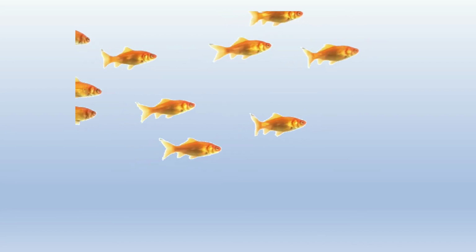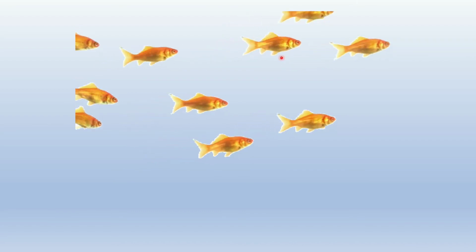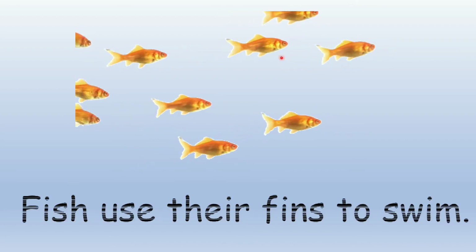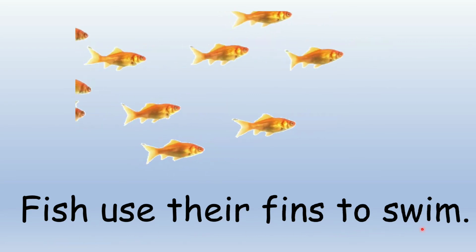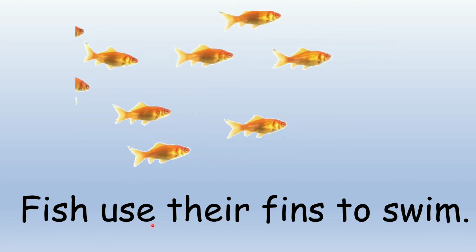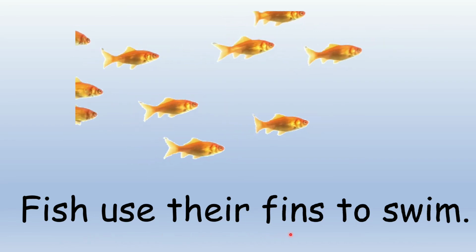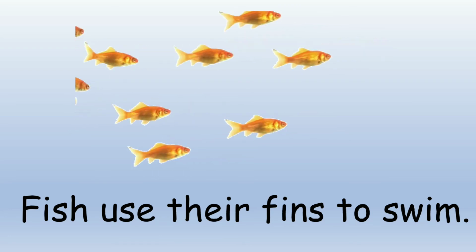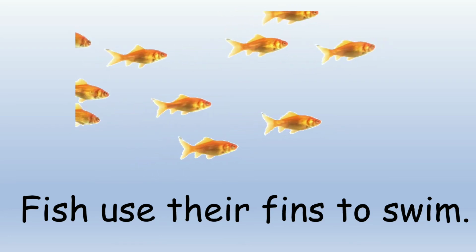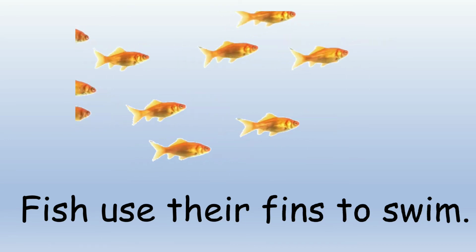And then we have fish. What kind of movement are we seeing? Well, fish use their fins to swim. So animals can either walk, run, or swim, because we have animals that live on land, those that live in water, and those that can fly.